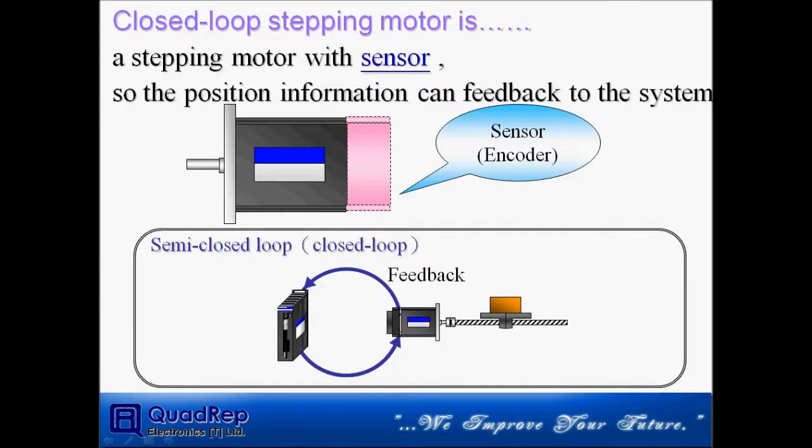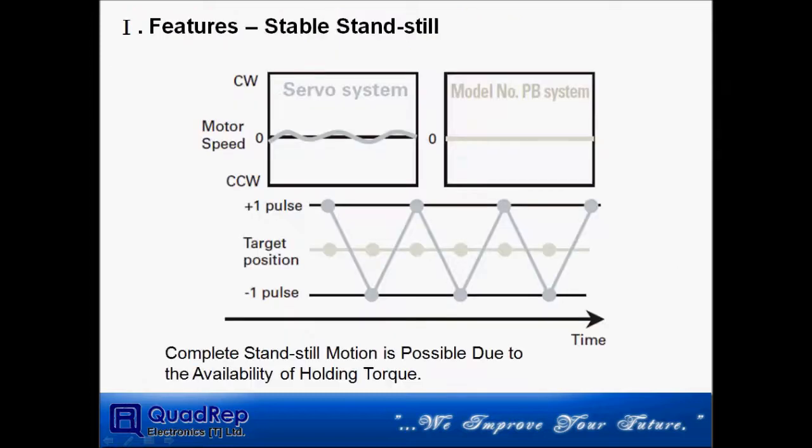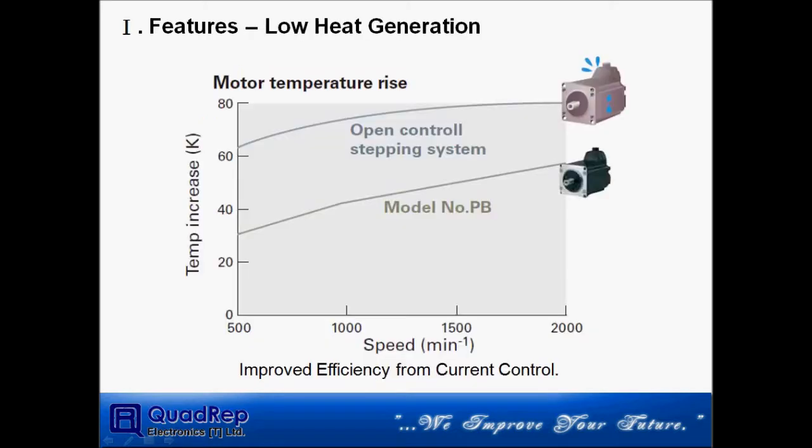In the PB system, we use closed-loop stepping motors. It is a stepping motor with a sensor, so the position information can feed back to the system and avoid the motor losing steps. Different from the servo system, PB will not hunt when stopped. Due to the availability of holding torque, the PB system can complete standstill at the target position.